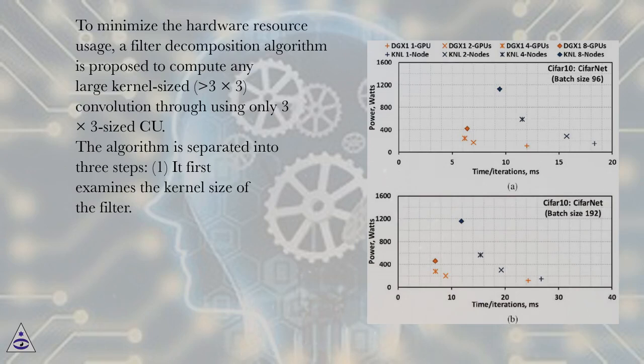To minimize the hardware resource usage, a filter decomposition algorithm is proposed to compute any large kernel-sized, greater than 3 times 3, convolution through using only 3 times 3 sized CU. The algorithm is separated into 3 steps. 1. It first examines the kernel size of the filter.